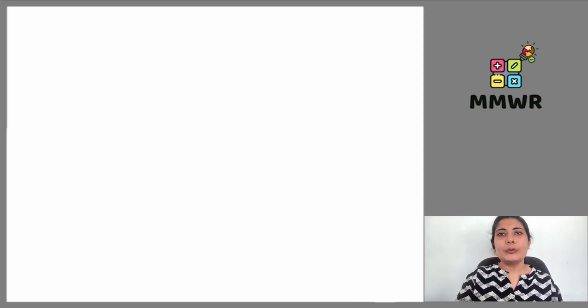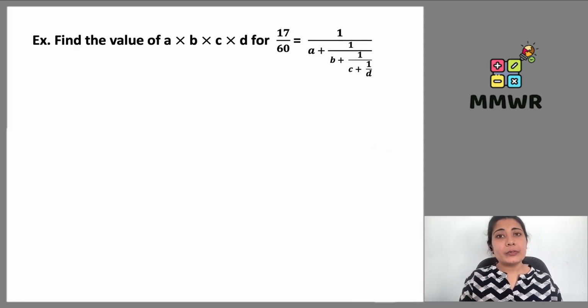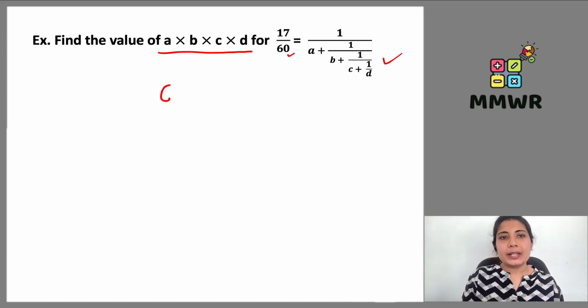Okay. Let's move to the next example, in which we have to divide this 17 by 60, and after dividing we have to get the values for A, B, C, D, and write them in A multiply B multiply C multiply D. So let's quickly divide this big number 60 by the small number 17.